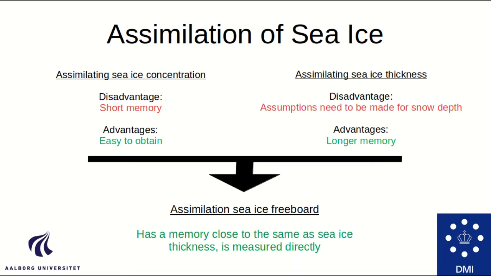Most sea ice assimilation products use either the sea ice concentration or sea ice thickness, or both. Sea ice concentration has the advantage of being very easily measured from space, but having a shorter memory. Sea ice thickness has a longer memory, but we always need to make some assumptions about the snow depths, for which we do not have enough measurements, but which we need to calculate sea ice thickness from freeboard measurements.